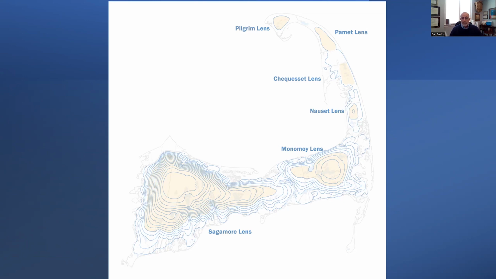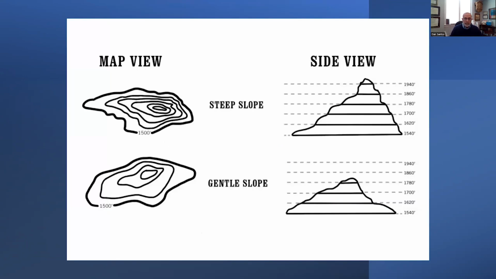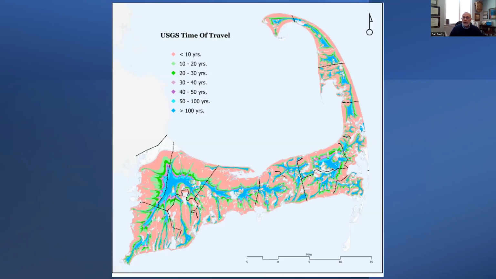Now, groundwater moves very slowly. And here's an idea on the Cape of how groundwater moves. So if we look here in Bourne and Sandwich, this is the area of our Sagamore Lens and our mound. You can see that at the top of the mound, a drop of rain water that fell in the middle of the Cape, where this very bright blue area is, would take more than 100 years to travel to the ocean.